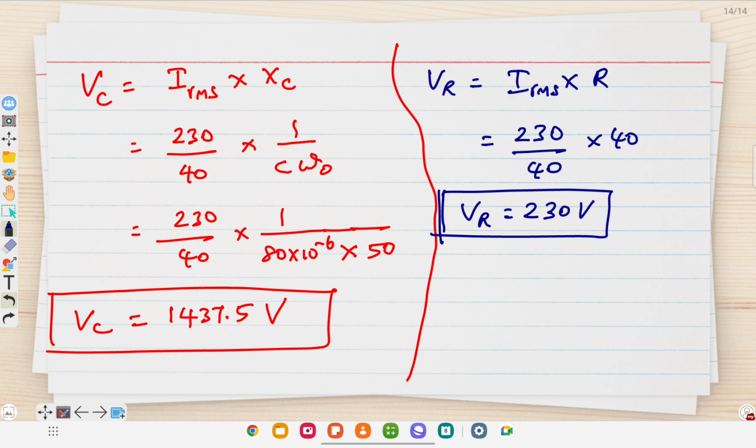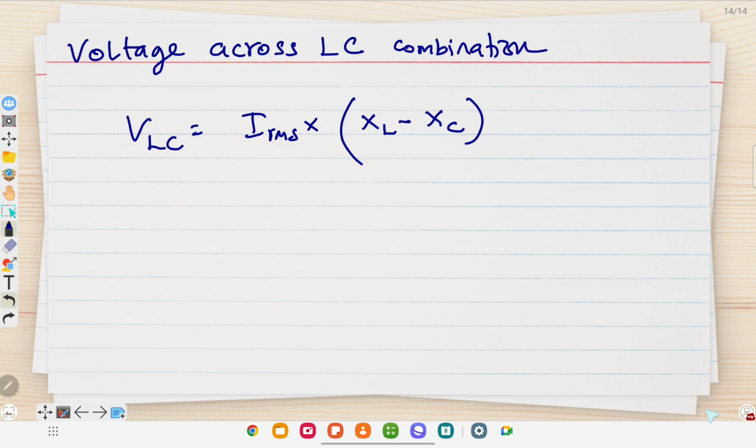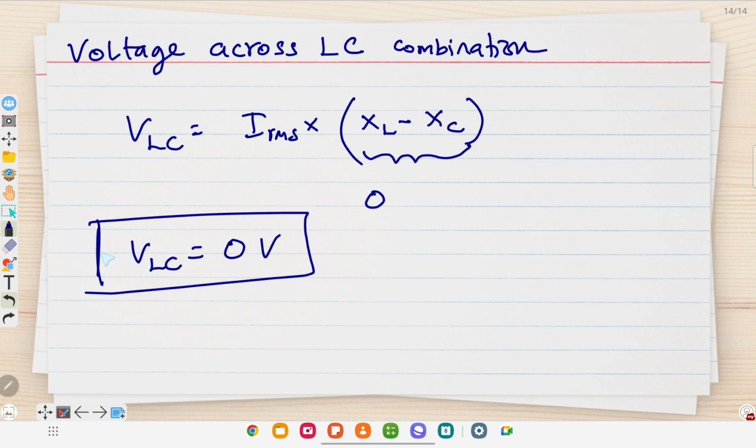When you go for Z, you know root over R squared plus XL minus XC. When you go for XL minus XC, they nullify each other, that's why Z becomes R. So that is the answer for the last question, that is voltage across LC combination. We want to say it is 0. Yes, of course, we know XL is equal to XC. So when I go for XL minus XC, this term becomes 0. So anything multiplied by 0 is 0, so voltage across the LC combination will be 0 volt.